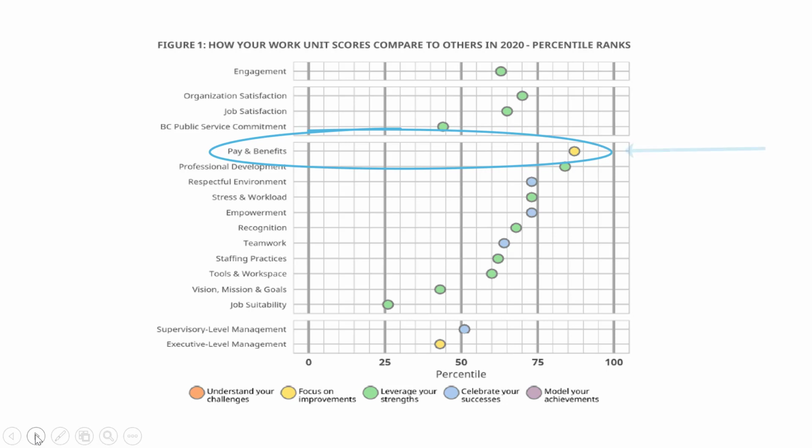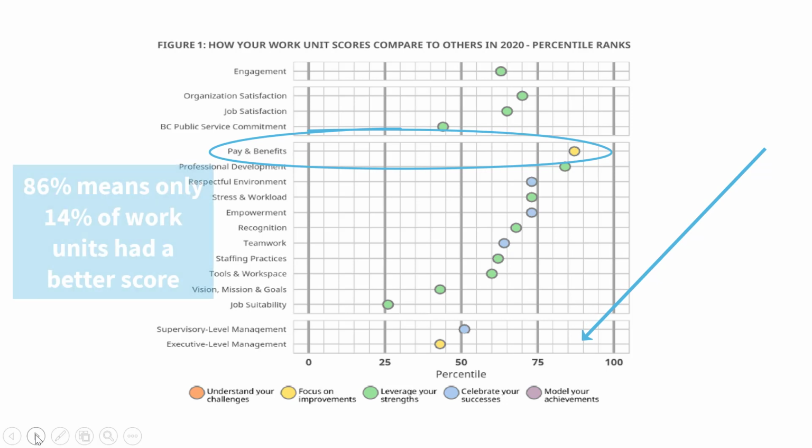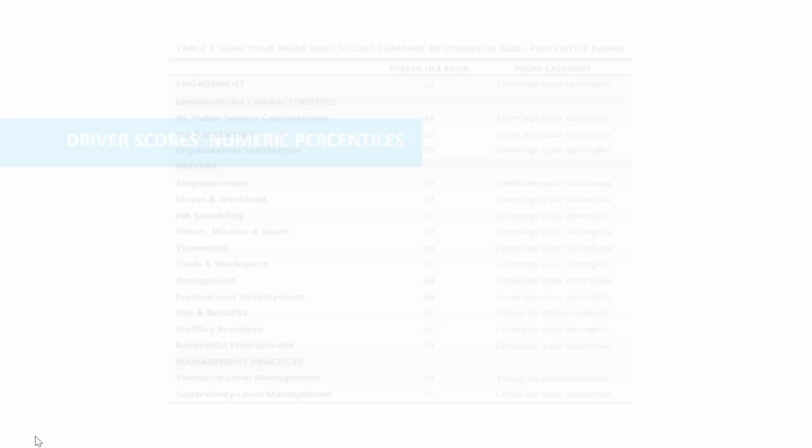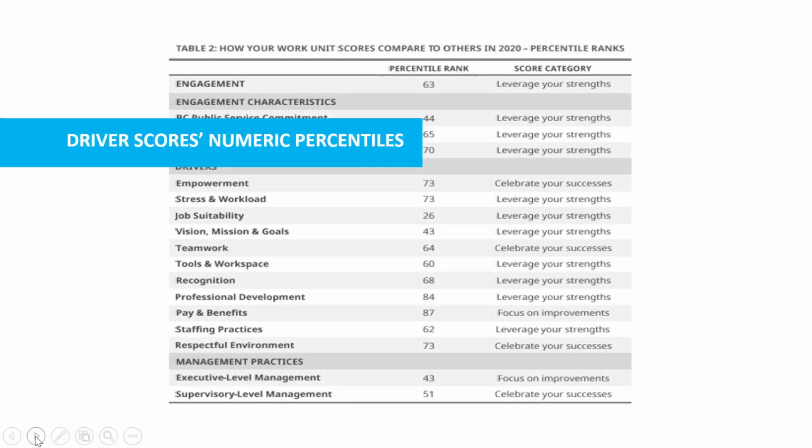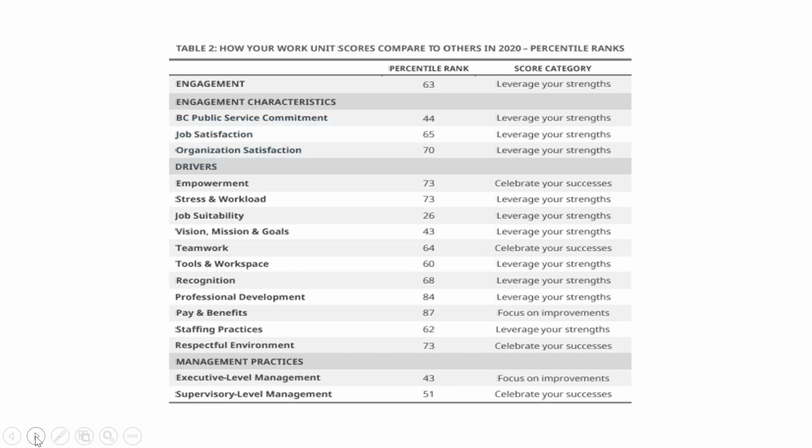However, the percentile chart shows that this score is at the 86th percentile, which means that this team has a higher opinion of their pay and benefits than most other work units. If you'd like to see your percentile results in a tabular format instead, you can find this table in the report appendix. This table lists each driver, the exact percentile for each driver, as well as the rating each driver received for the house engagement model.